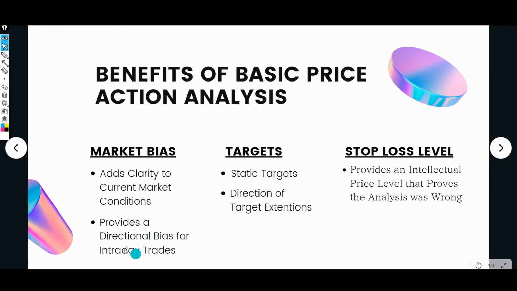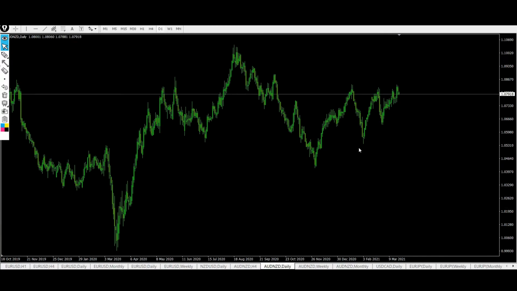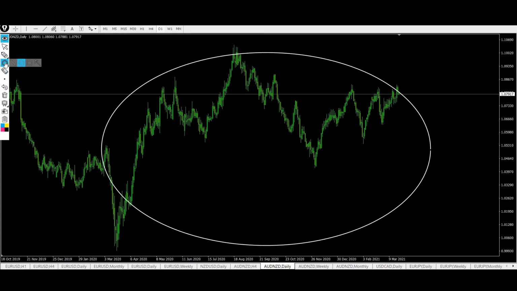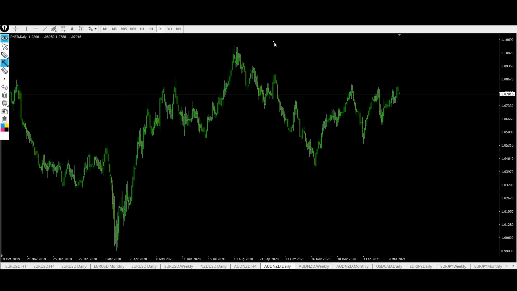Number 2, it provides a directional bias for intraday trades. Let's say we're doing intraday trading, so we'll go down to the daily chart. That entire area we were talking about on the monthly chart is this area right here. This is that strong move up, and this is the weak move down. Since we knew that this pullback had a little bit of strength in it in the beginning, we could have been taking intraday short trades. But at some point, because the overall bias on the monthly chart is long, we'll want to start taking long intraday trades. So it gives us a directional bias for intraday trades.